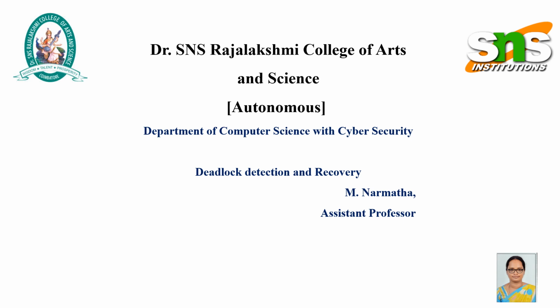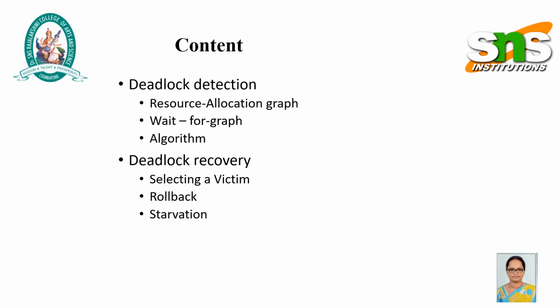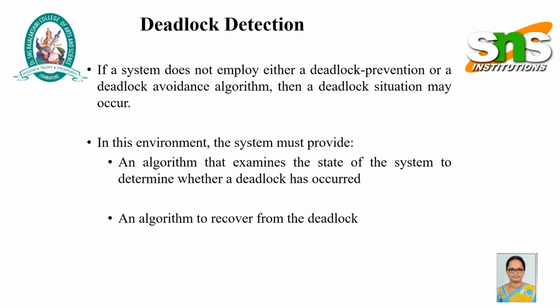In today's lecture, we are going to discuss deadlock detection and recovery. In detection, we have the resource allocation graph, wait-for graph, and algorithms. In deadlock recovery, we have three things: selecting a victim, rollback, and starvation. So, we'll see one by one.